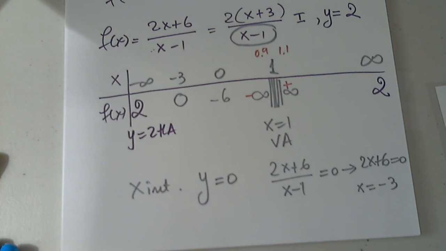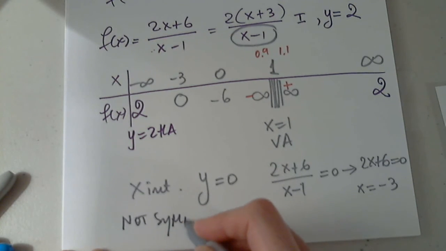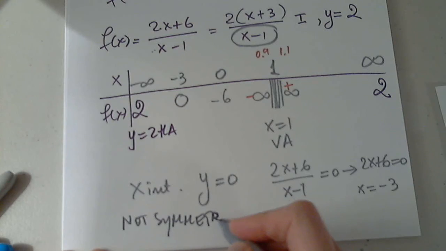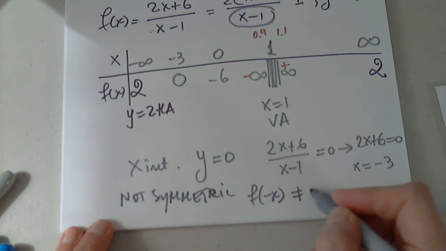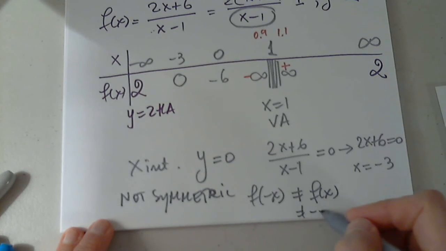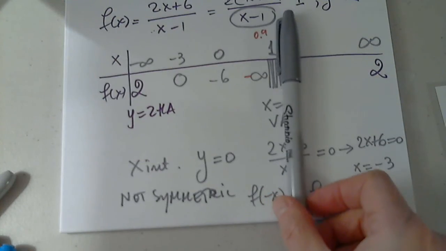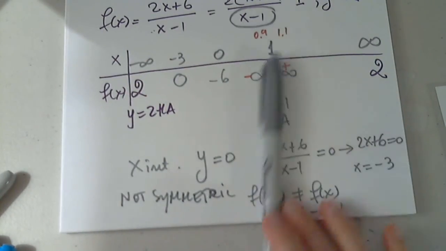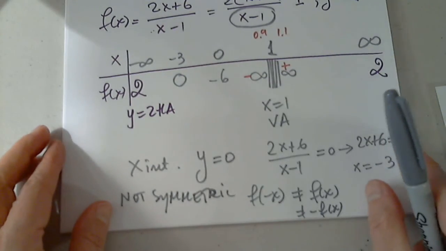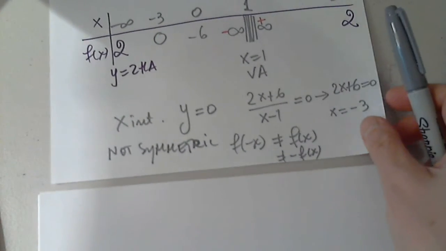Now I'm ready to graph. And the function is not symmetric. I should mention that. It's on the list, not symmetric. Why? Because f of negative x will not equal f of x, and it will not equal negative f of x. How do I know? It has a vertical asymptote at 1. It will not be symmetric with any respect to the origin or the y-axis. Not possible. But with this, I show that I know that I have to present symmetry, but there is none in this case.